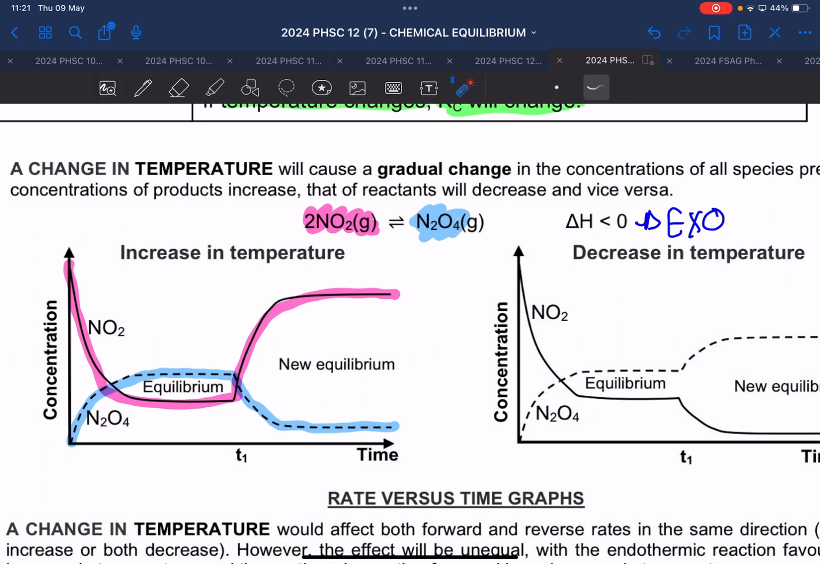Okay, so you're asking why our products are never here, or reactants are never here. That is because we start with this, right? Then we let it turn into N2O4.